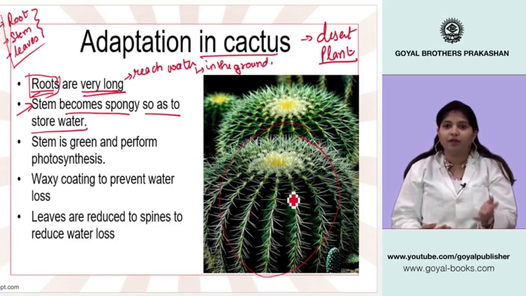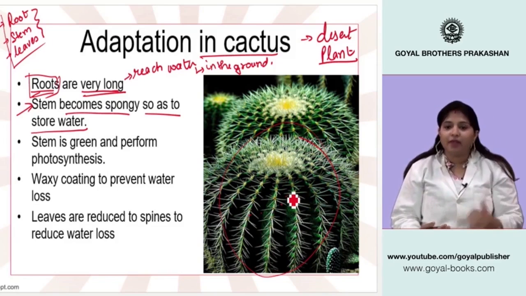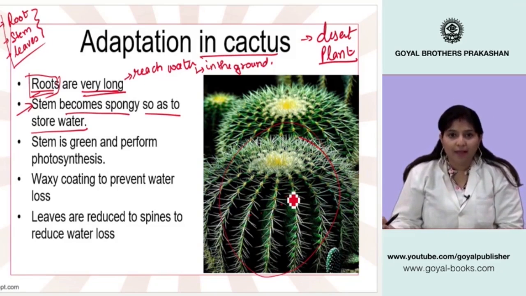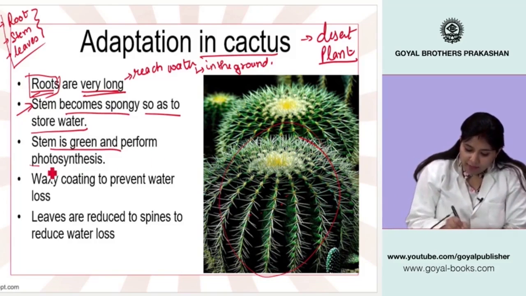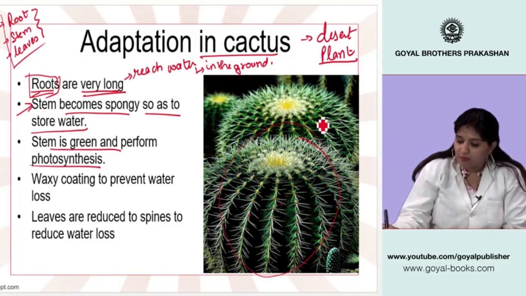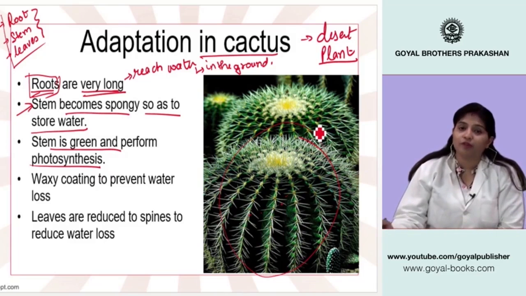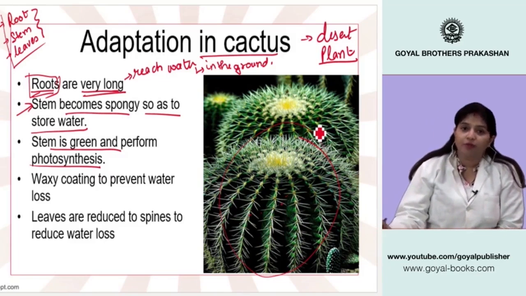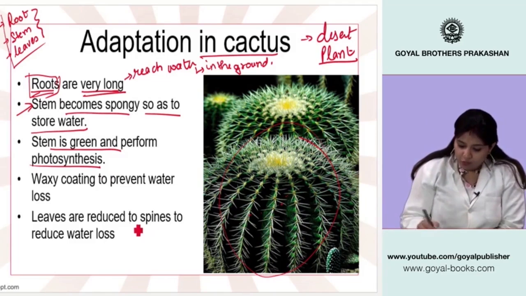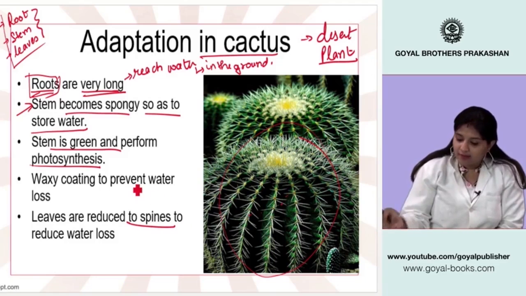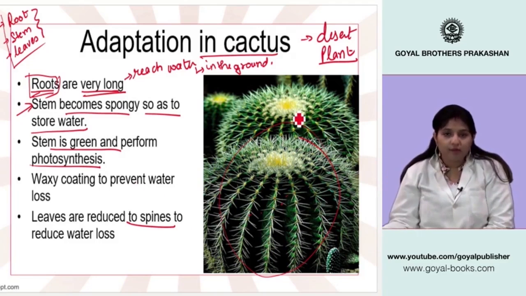If you see any other plant, say for example a rose, you will find that the stem is very thin. It doesn't have that kind of thick stem as you see in your cactus. Then again, the stem is green and performs photosynthesis. You can see that the stem over here is green, and because it has chlorophyll, it performs photosynthesis. Why is it so? Because we will see that leaves have been reduced or modified into spines, right? So for now, let's understand that the stem is fleshy, it has become green, and it performs photosynthesis for the plant.